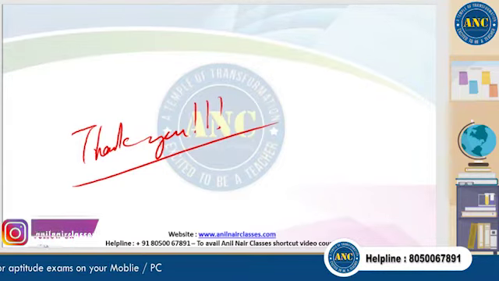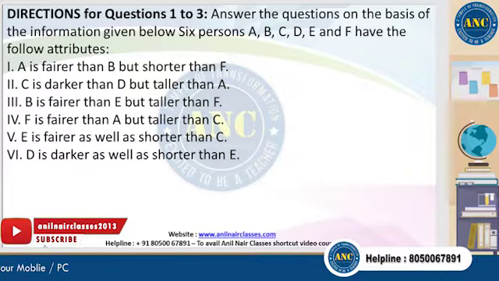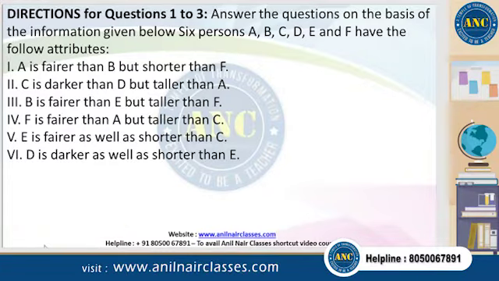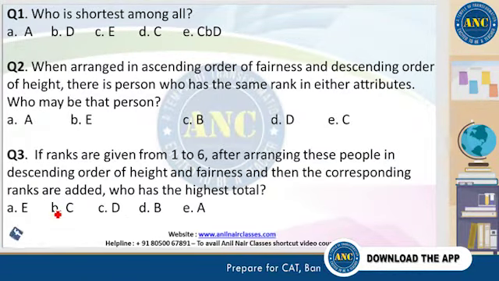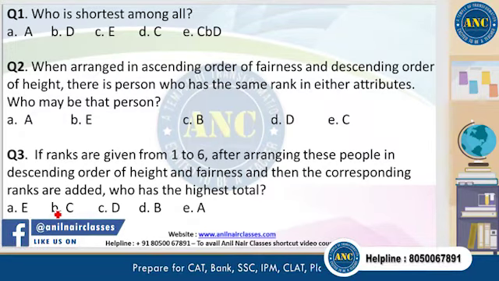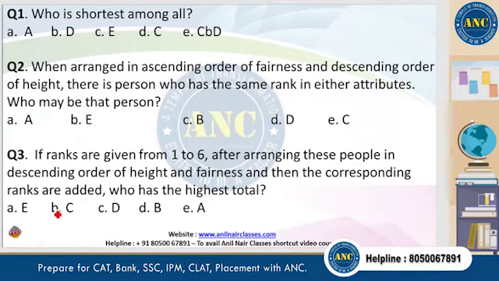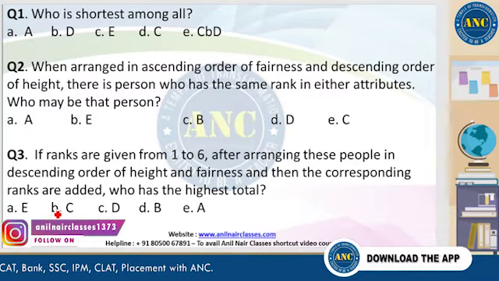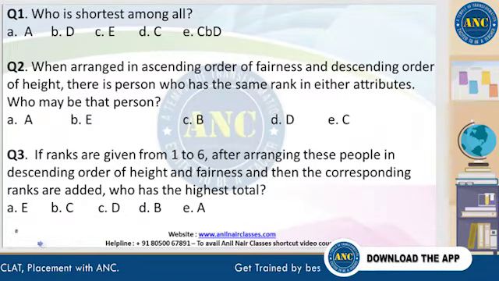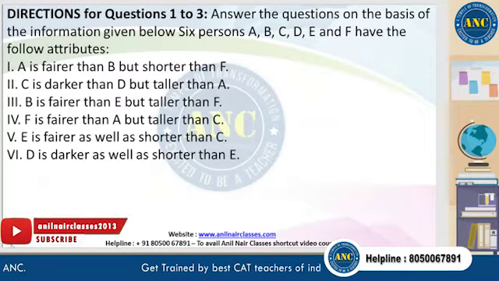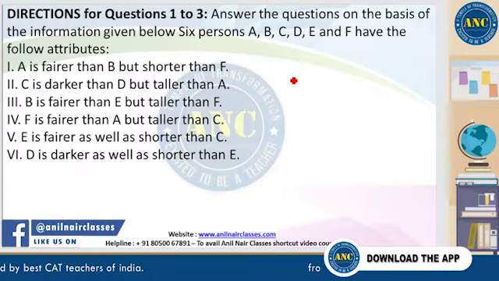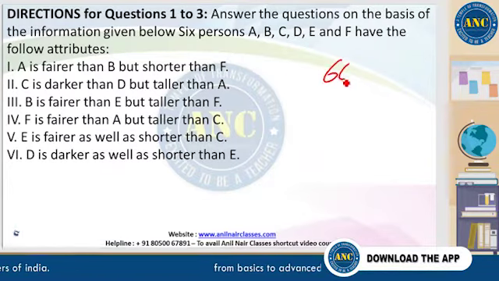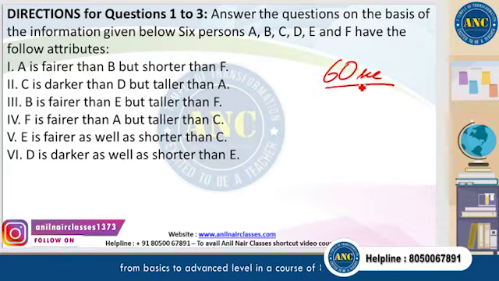Let's go straight to a question. I'll give you about a minute's time to read it, so you also would want to see the questions. Who is the shortest of them all when arranged in ascending order of fairness and descending order of height? There's one person who has the same rank in either attribute, who may be that person, and ranks are given 1 to 6. A pretty easy question. I'll give you about 60 seconds to read this question, so go ahead.